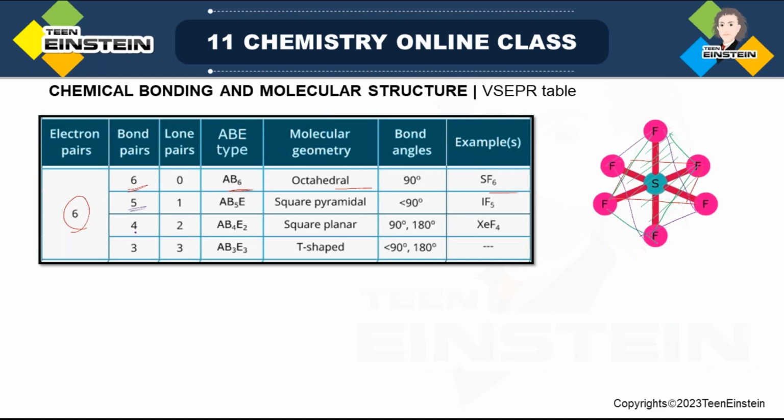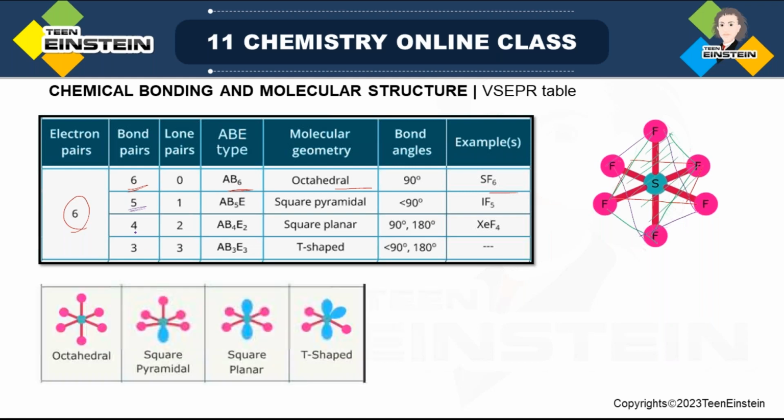Next one is 5 bond pairs, which means 1 lone pair will be there: AB5E. So when it is from octahedral, one position you are changing to an LP. Now it will be like this, and now it is square pyramidal because this is the square. Now it is not symmetrical. The previous one is symmetrical. In octahedral, if you compare these two fluorines, obviously their angle is 180 degrees. But if you consider any fluorine like this, then it is always 90 degrees.